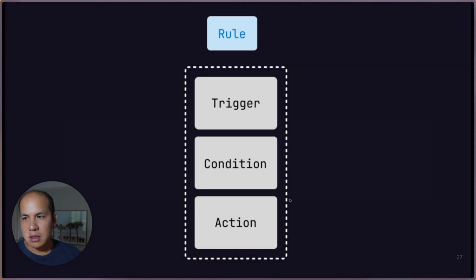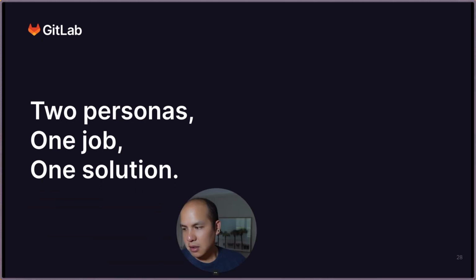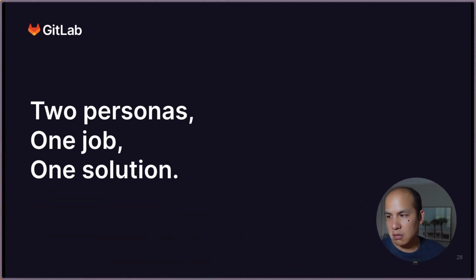You're always presented with this concept of a rule, and this familiarity is what I think we can take to find a solution where we can have multiple personas, but at the end of the day we have one job and one solution, and that solution is through the use of rules.